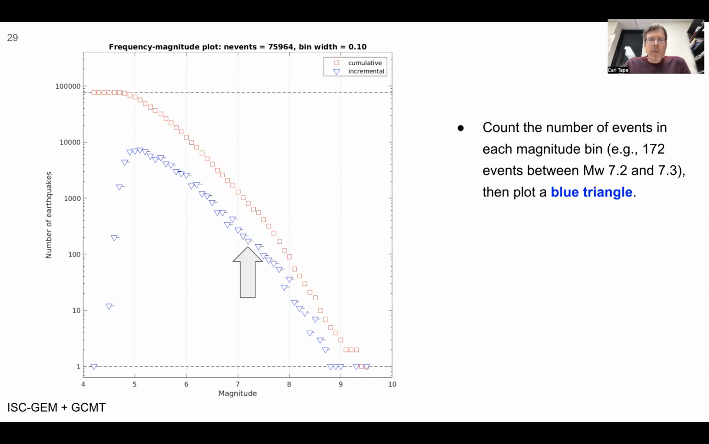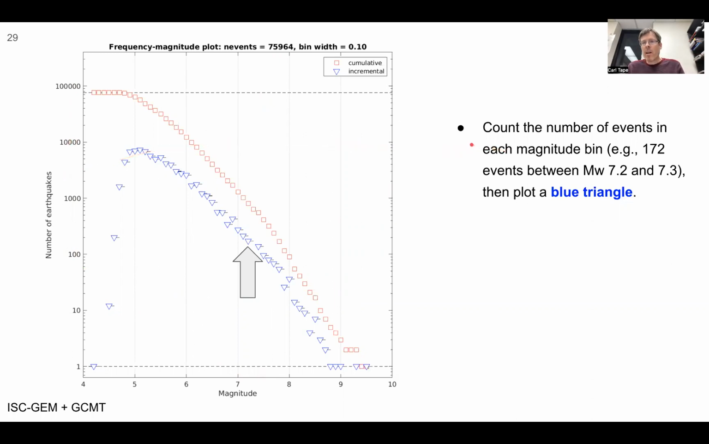So the Gutenberg-Richter frequency relation is basically taking earthquakes in each magnitude, counting them, and plotting them. So this is another picture of the catalog we've been looking at. There's 75,964 events represented here. Magnitude is on the x-axis, and the number of earthquakes is on the y-axis, with the important point that they're scaled logarithmically. So we have 1, 10, 100, 1,000. And that's because the relationship by Gutenberg-Richter assumes that you've scaled the magnitudes by log base 10.